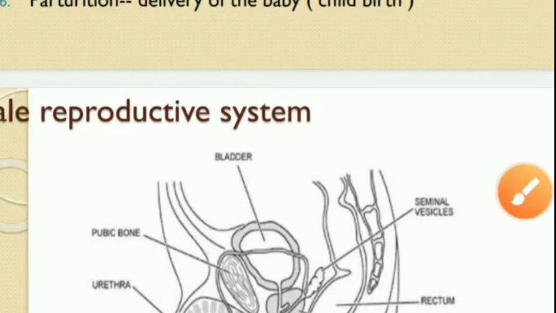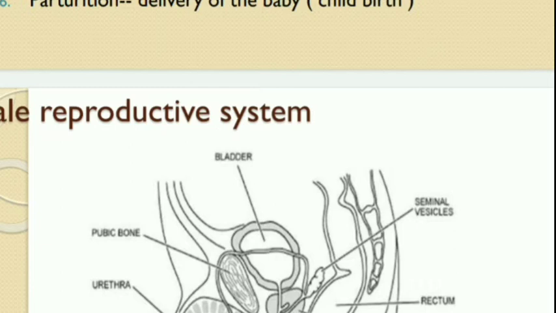Okay, now we recap the reproductive events. The first event is gametogenesis, the formation of gametes. Insemination is the transfer of sperm into the female genital tract. Next is fertilization, the fusion of male and female gametes. And the attachment of the blastocyst to the uterine wall is called implantation.